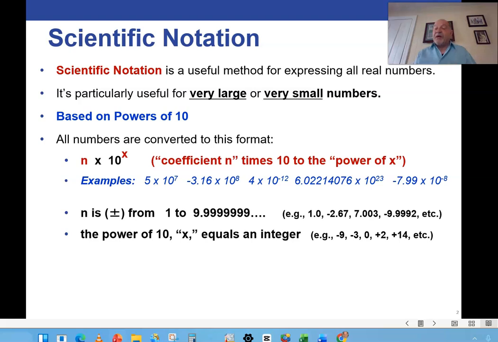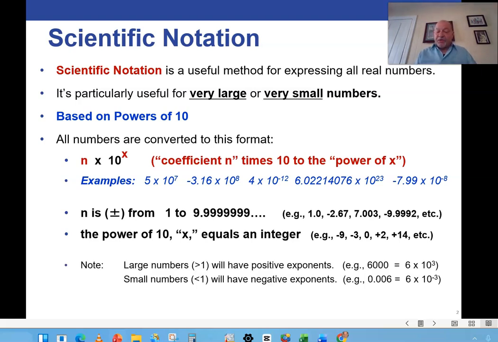So this would be written in decimal as negative 0.0000000799. That's 7 zeros, and then the 7 starts in the 8th position. So note that large numbers bigger than 1, we're going to call those large numbers, they'll have positive exponents. So 6,000 would be represented as 6 times 10 to the positive 3.